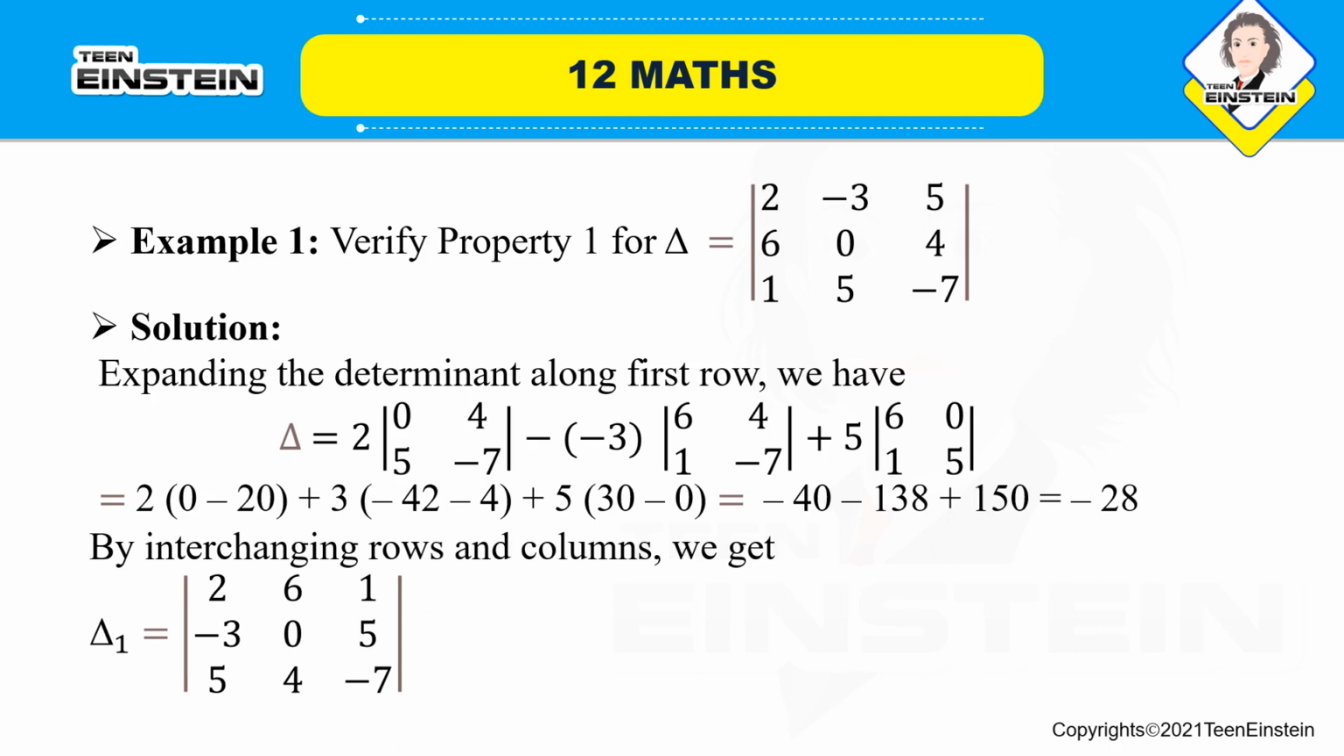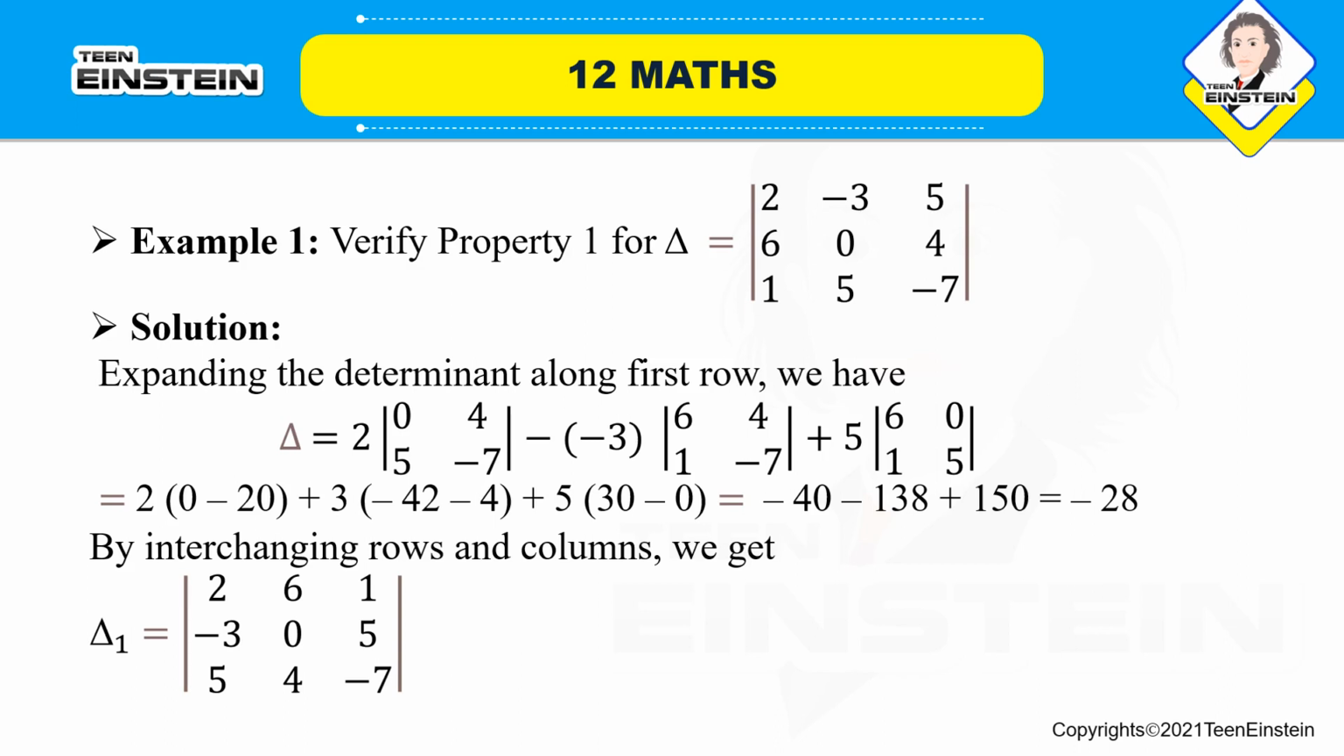Verify property 1 for delta equal to determinant 2 minus 3 5, 6 0 4, 1 5 minus 7. So this is the given determinant. We have to expand the determinant along the first row. See the solution. This is the given determinant delta.